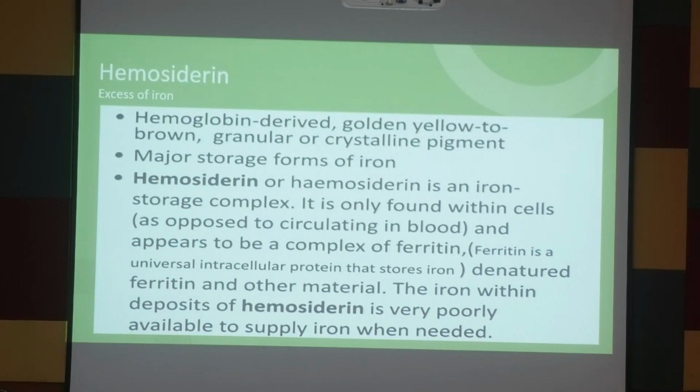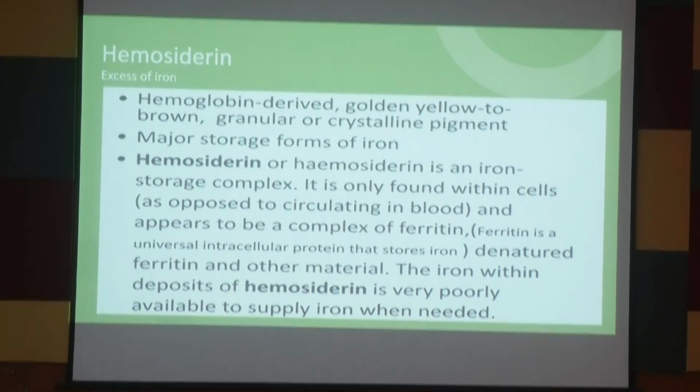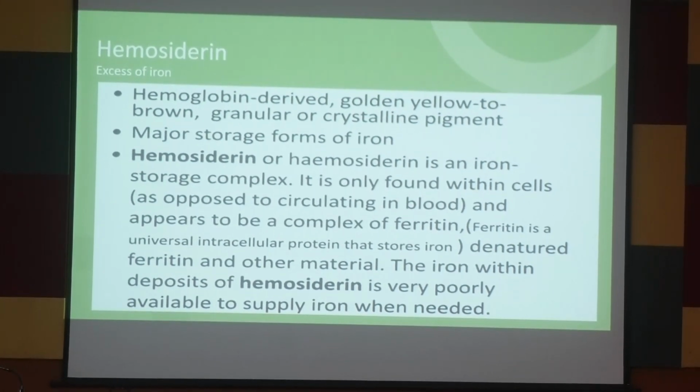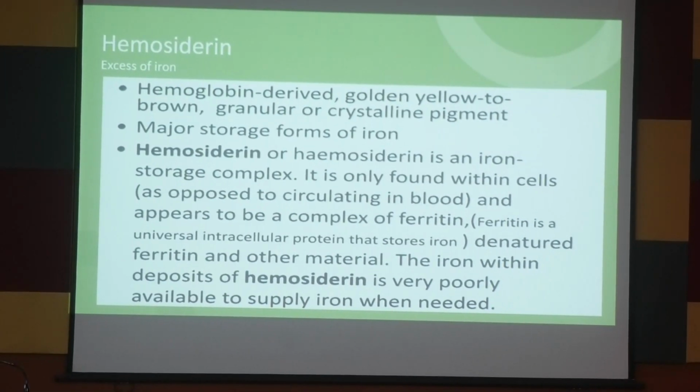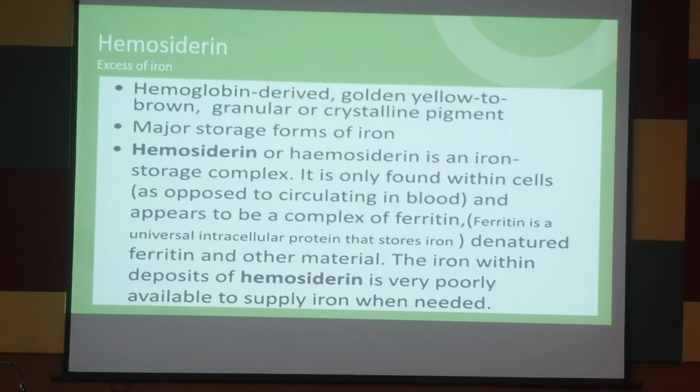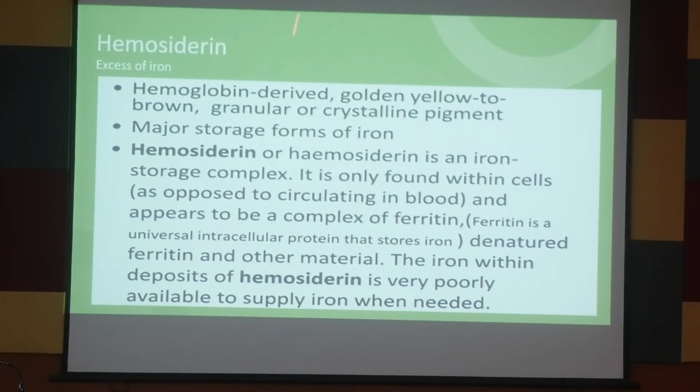Now hemosiderin, another endogenous pigment. Hemosiderin is mainly involved in storage and transport of iron. It is a hemoglobin-derived golden yellow to brown granular or crystalline pigment, the major storage form of iron. Hemosiderin is an iron storage complex of denatured ferritin and other material. The iron within hemosiderin deposits is very poorly available to supply iron when needed.